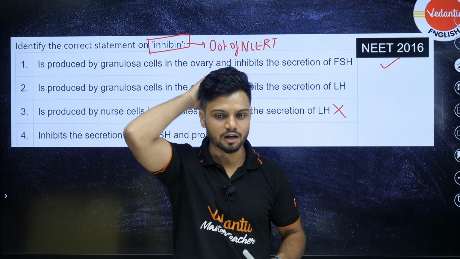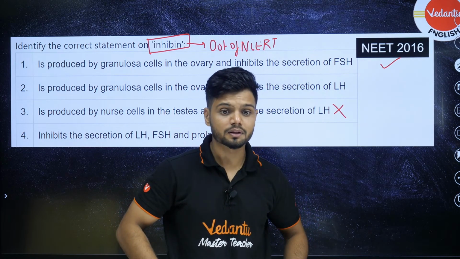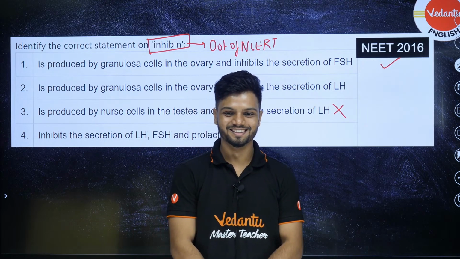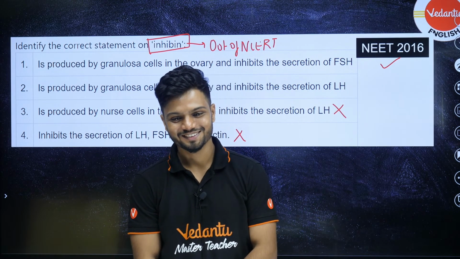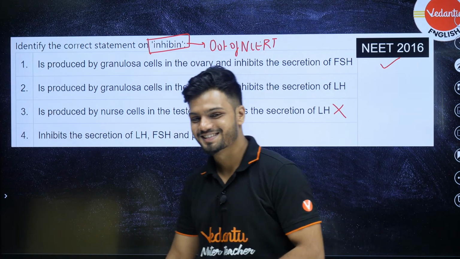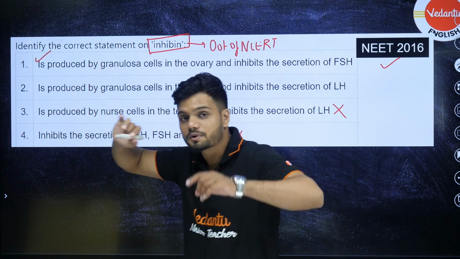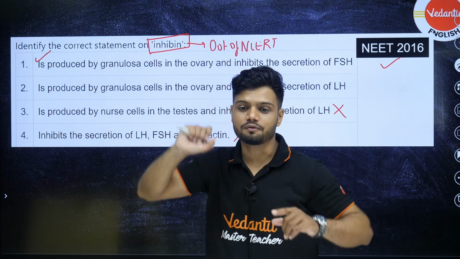Quickly, I want to lock the answer now. After locking the answer, quickly tell me in the chat, all of you. A, sure. Yes, it's option number 1. Exactly. It is produced by granulosa cells, which causes the decrease in FSH.